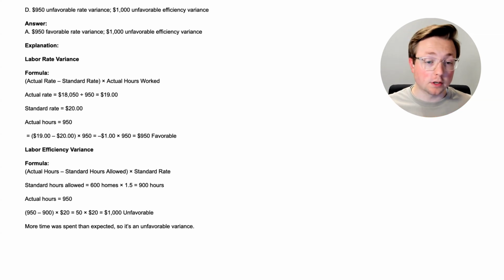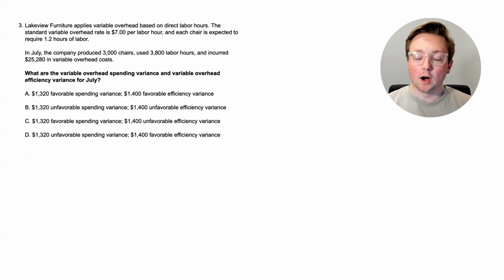So with that, we learned a couple more variance calculations. Now let's go to the next question to learn some more. All right, here we are at question 3. What are the variable overhead spending variance and variable overhead efficiency variance for July? So probably fairly similar as far as spending and efficiency, maybe very similar calculations, but with different numbers.